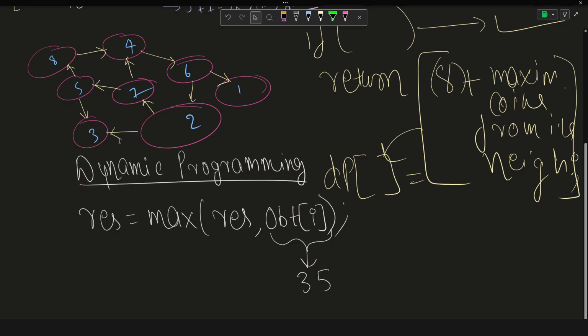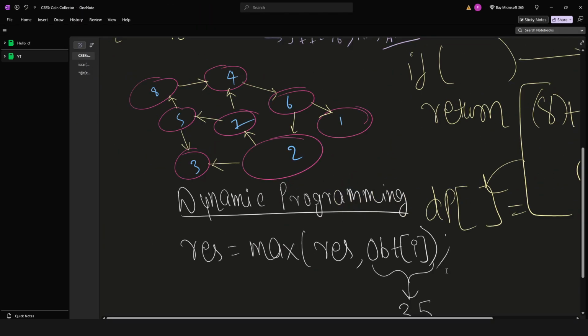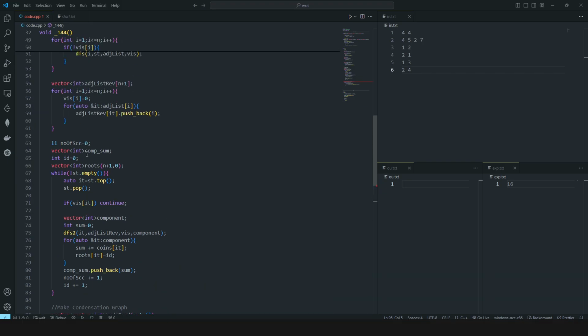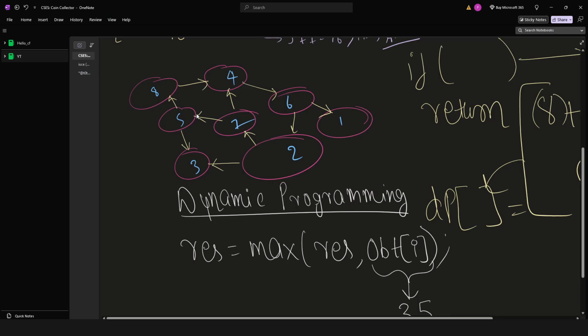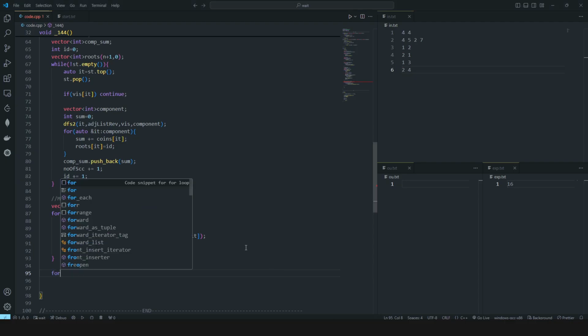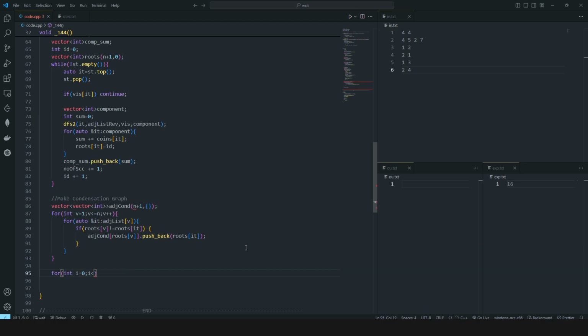And after building the condensed graph, as I told you, we will visit each and every component, that is each and every node present in this condensed graph, and we'll be maximizing our answer by starting from each of the components, that is checking every possibility. And since I have started my ID from 0, the ID associated with each node in the condensed graph will be from 0 only. So I have to start from 0 up to the number of SCCs present, right?